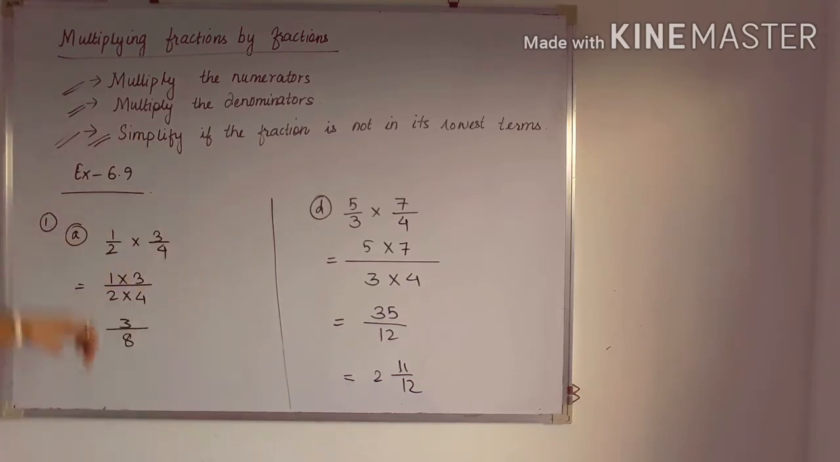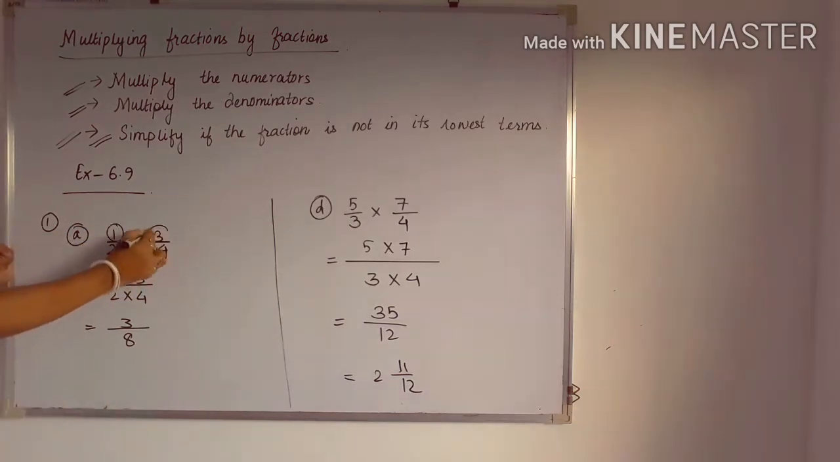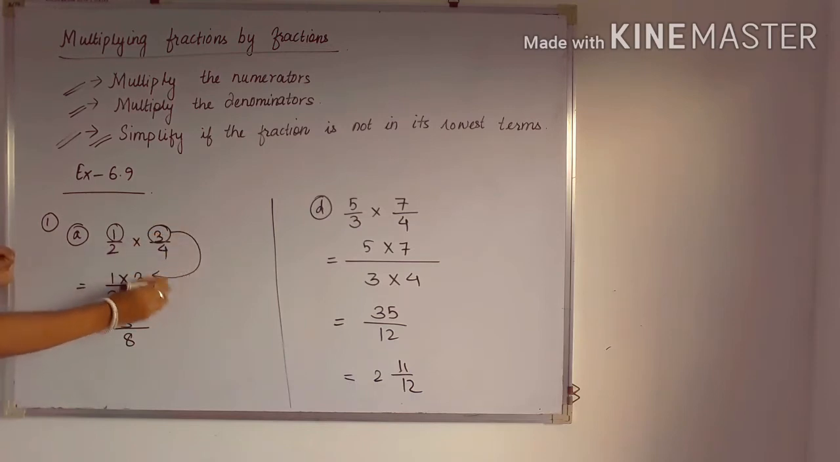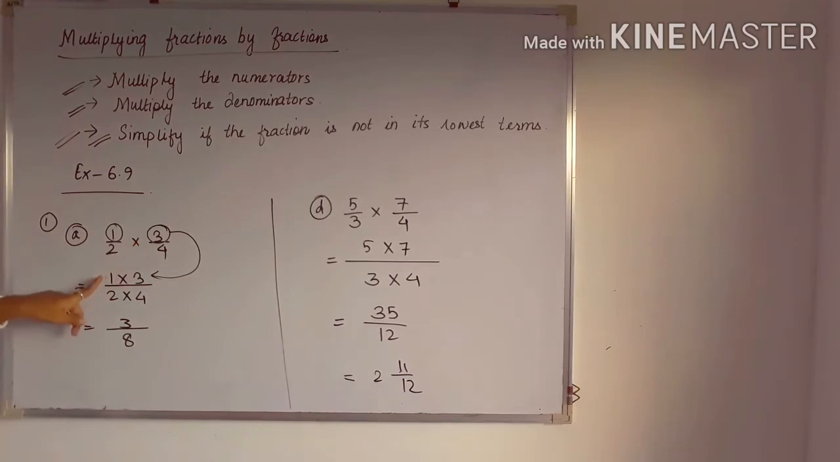Come to exercise 6.9. You can see here 1 by 2 is a fraction, 3 by 4 is a fraction. So we have to multiply the fraction with a fraction. Here the numerator is 1 and here the numerator is 3. That means we have to multiply the numerators first. That was our first step. So 1 into 3, and next in the denominator we multiply the denominators, so 2 into 4. In the numerator 1 3s are 3 and 2 4s are 8.